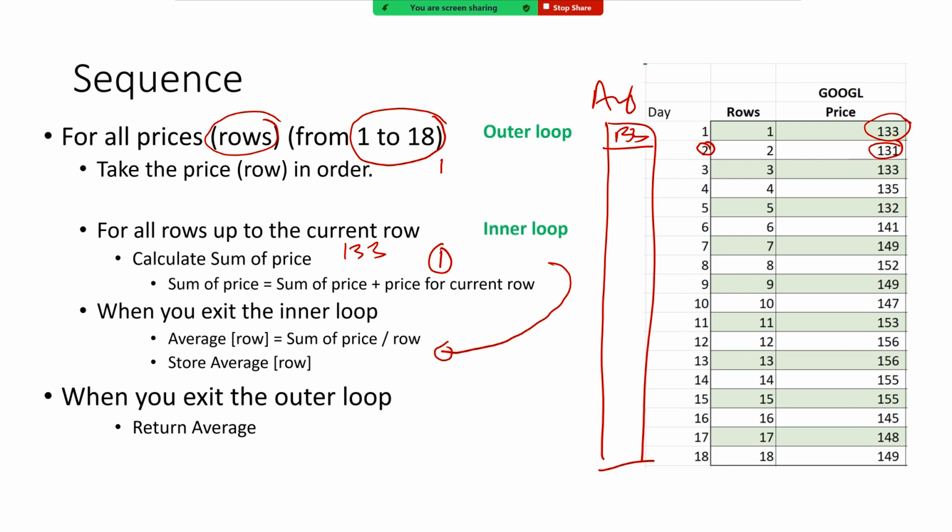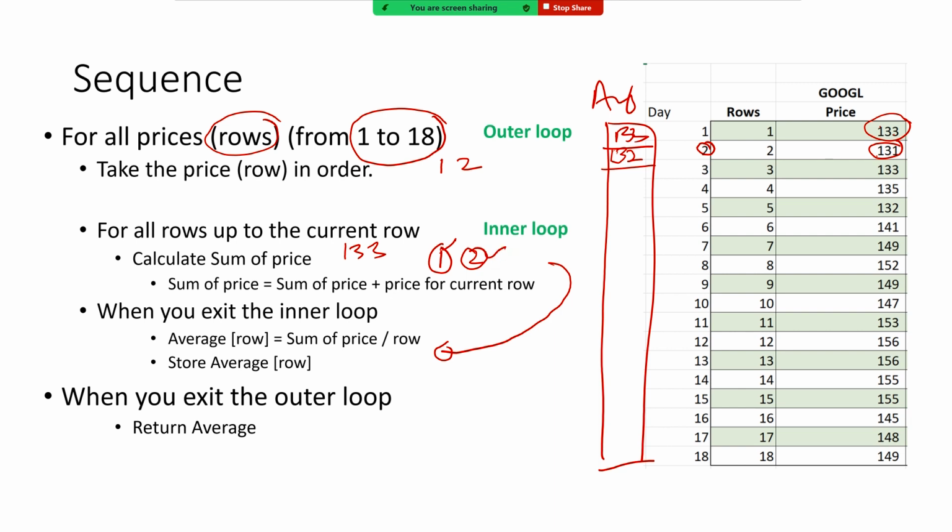Now what do I do? In my inner loop, I'll say starting from 0, 133 and 131. Add them together, which gives me 264. So take 264 and divide it by what? Divided by 2, I get 132, and this becomes my second calculation. So now the outer loop has run twice, and my inner loop also has run twice. The first time it ran for one iteration, the next time it ran for 2 iterations.